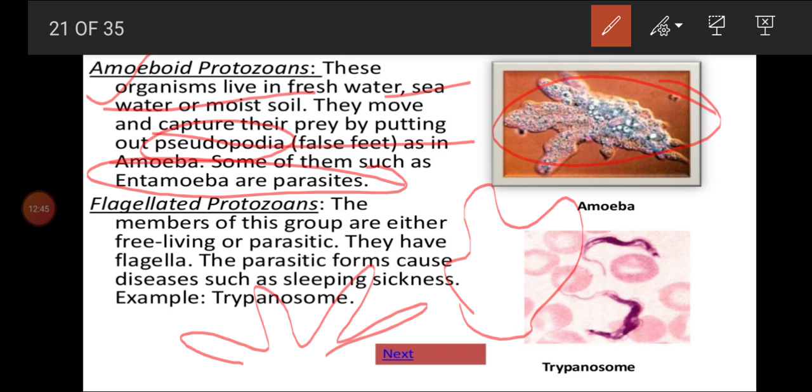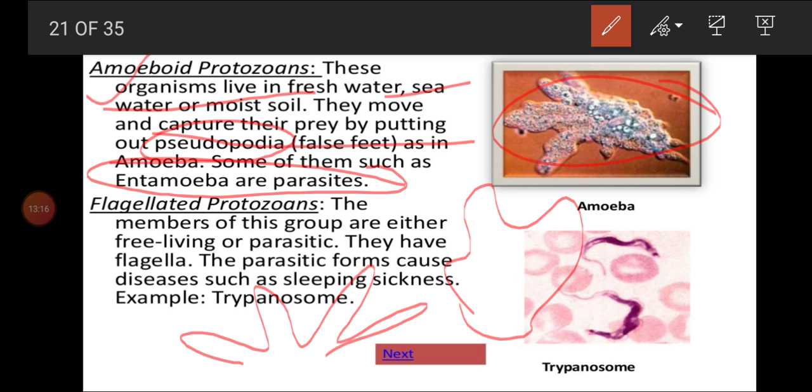And what is the other name for pseudopodia, children? It is the outgrowth of protoplasm. So we may call it a protoplasmic outgrowth. So what is the synonym for pseudopodia? Protoplasmic outgrowth.